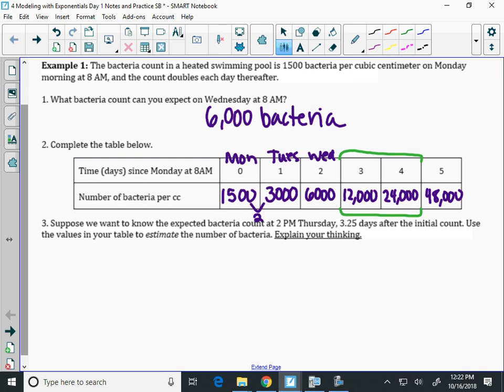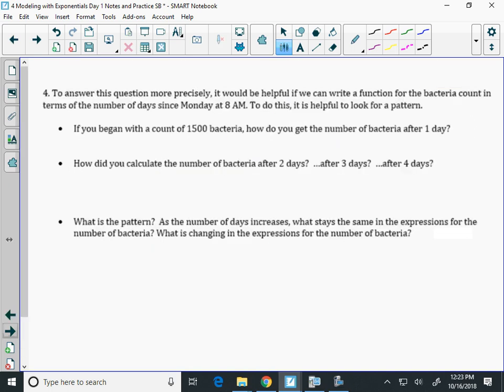You want to say 1,500? Yeah. That works for me. So we're going to estimate that there's going to be, not 1,500, 15,000 bacteria. So we're saying that it's somewhere between 3 days and 4 days, and not quite halfway between, right? So we're guessing 15,000 bacteria. We're going to figure this out in just a minute. How many bacteria are there actually on Thursday?